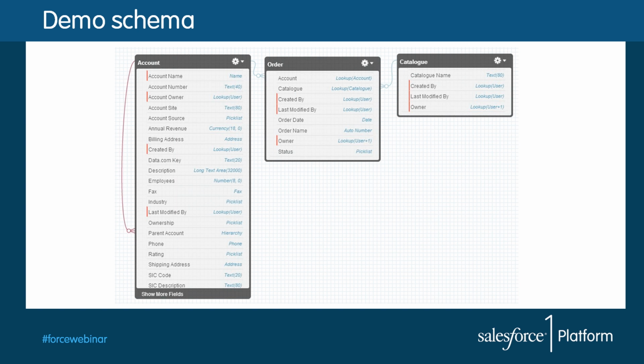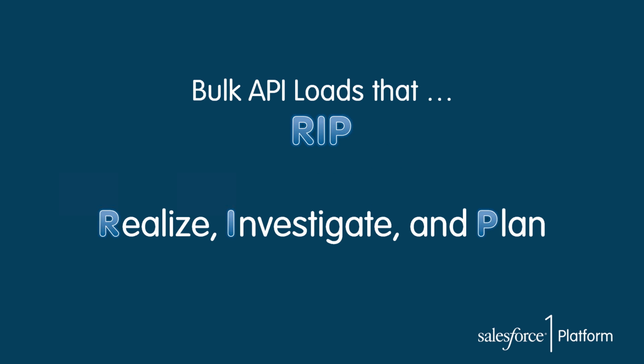So then let's go through and see what happens. What we're going to be doing is discussing a recurring theme, which is the RIP: the realization of the issues, the investigation of the issues, and the planning of your data loads. You want to try and get your data loads to rip through, and that's what we're going to be focusing on today as we go through.